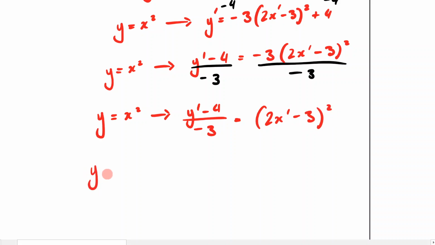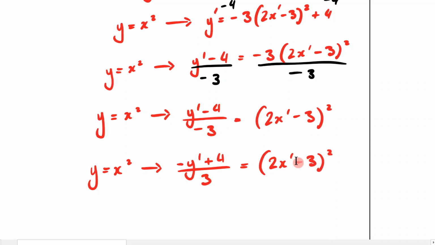Then I'm going to say y is equal to x squared. And now I'm going to rewrite this a bit differently. Instead of writing it like that, I'm just going to bring my negative up the top. And then that's going to become plus, and then that's going to become 3. And that's just a nicer way of writing it, I think.